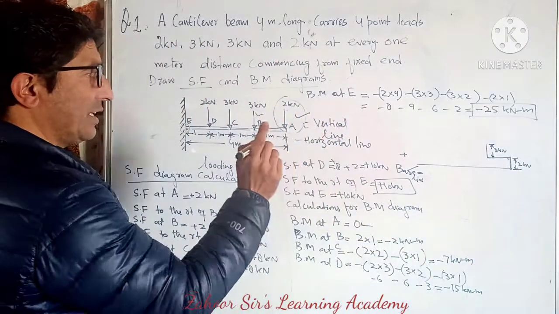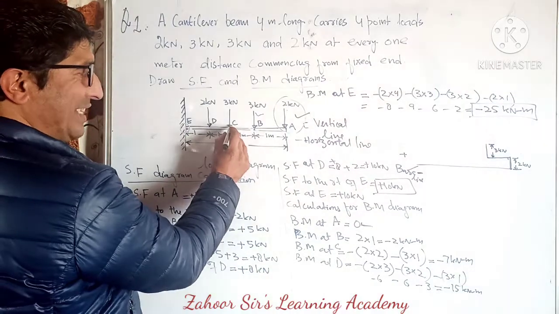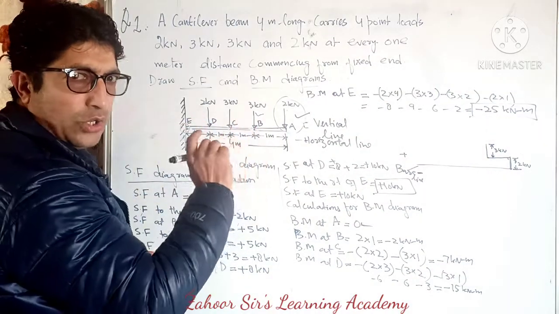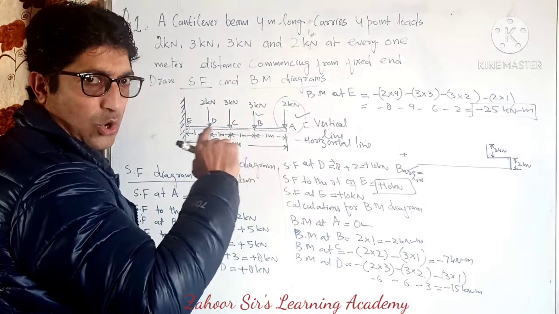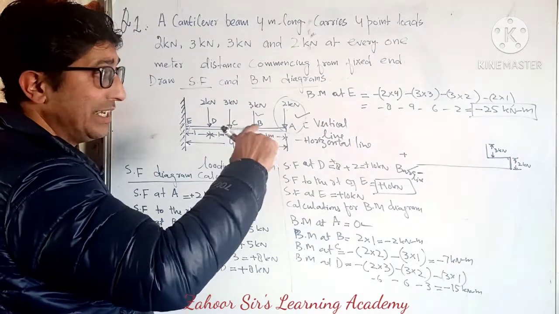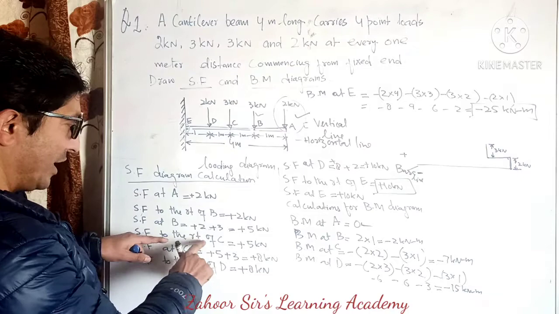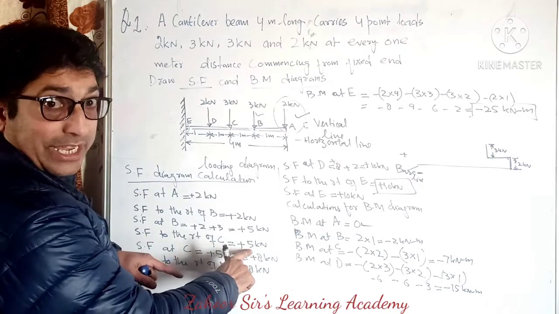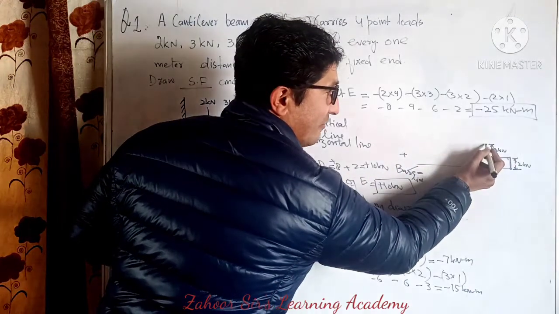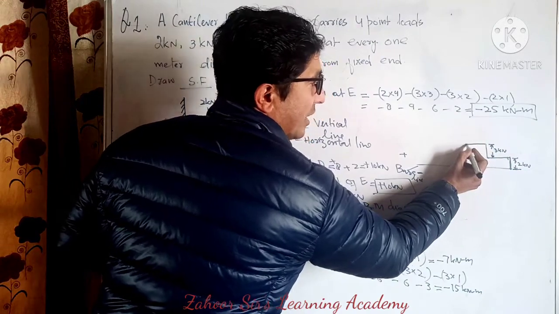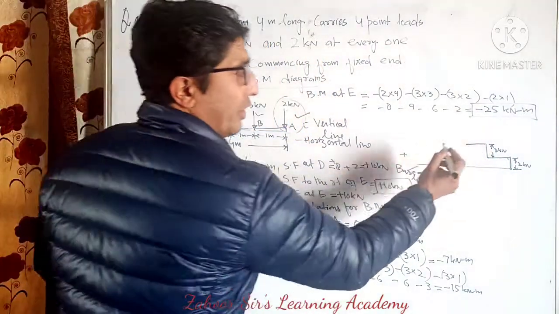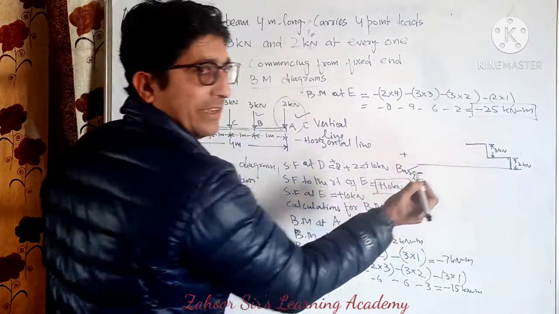Okay, the same thing now follows. Between C and B, is there any load between C and B? No. Then what will remain constant? This 5 will remain constant. That is what I write, SF to the right of the C. That is also again 5. So I have to draw which line? Horizontal line. The load at this point is also 5.